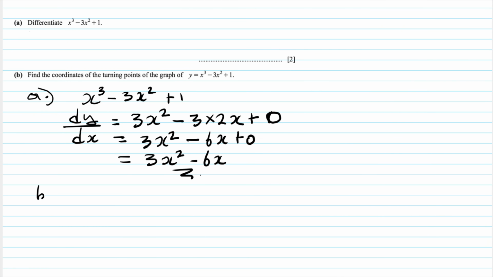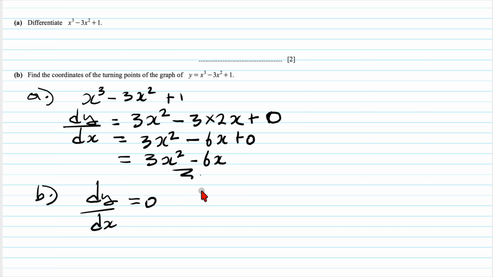So the B part says find the coordinates of the turning points of the graph. So it's still the same graph, the same line that we're dealing with, but now we want to find the turning point. Now there's a mistake that students make that I would like to point out, which is why I made this video, and I will show you in the course of solving it. Whenever you are looking for a turning point, the turning point of a line is where dy over dx is equal to 0. In other words, where the slope at that point is equal to 0.